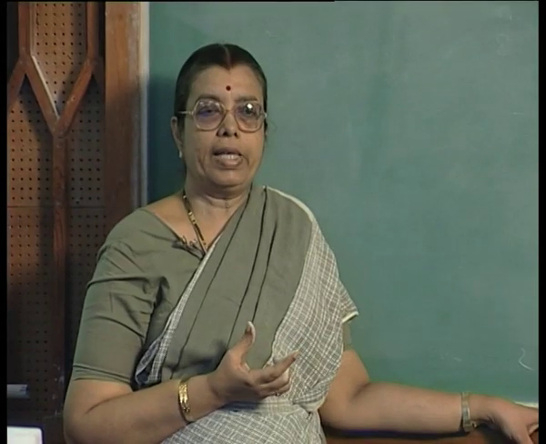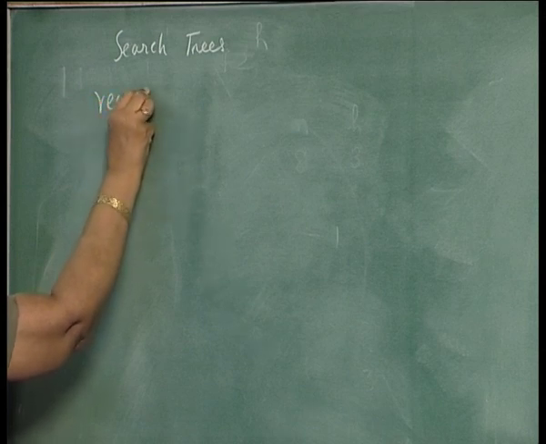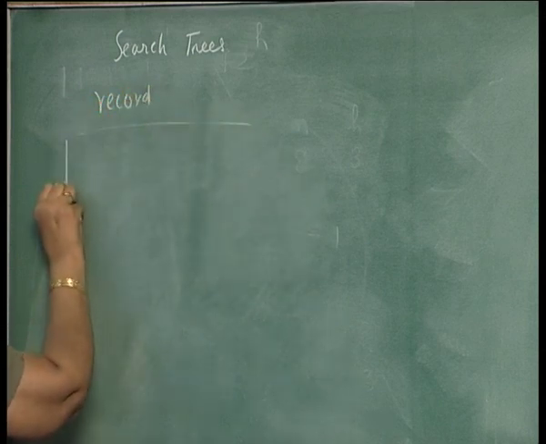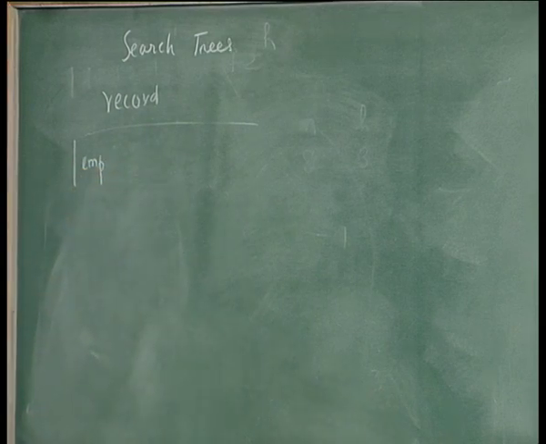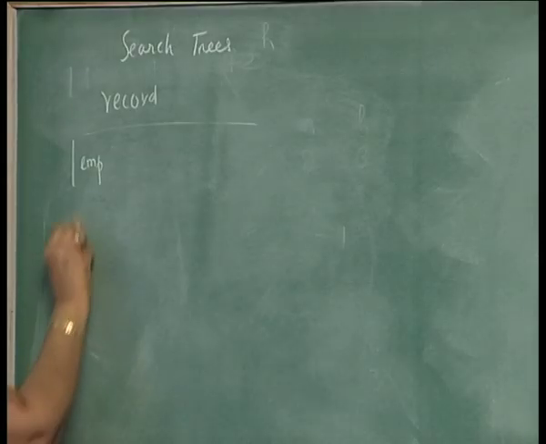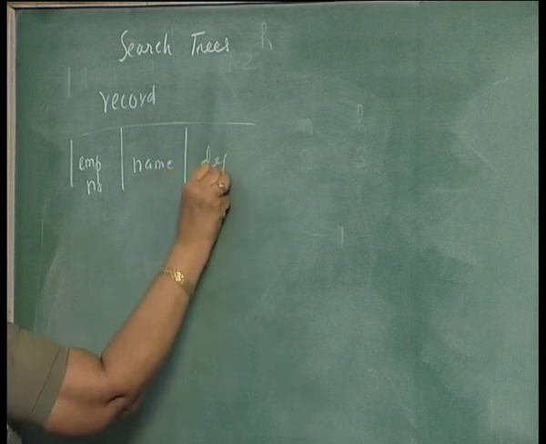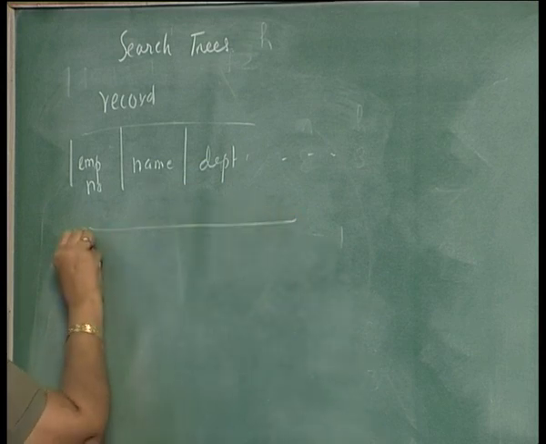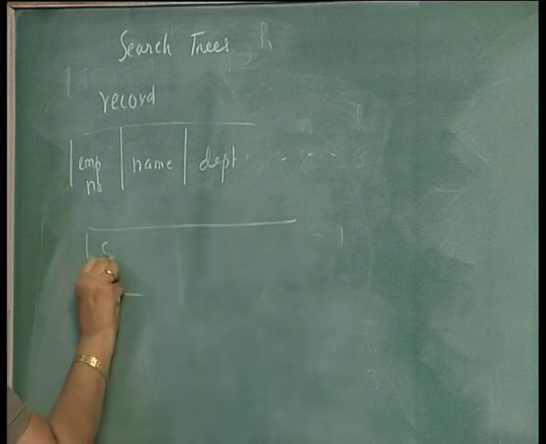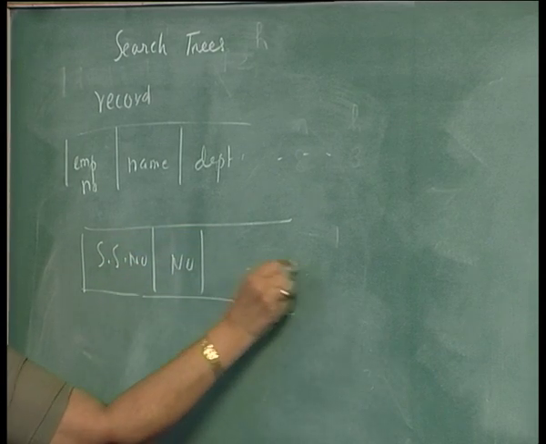Data is stored as a record. A record will have several fields. For example, employee. In a company, you want to store the records of all the employees. It will have employee number, name, department, whatever it is, something like that. If you take the US, you may also have social security number, name and so on.